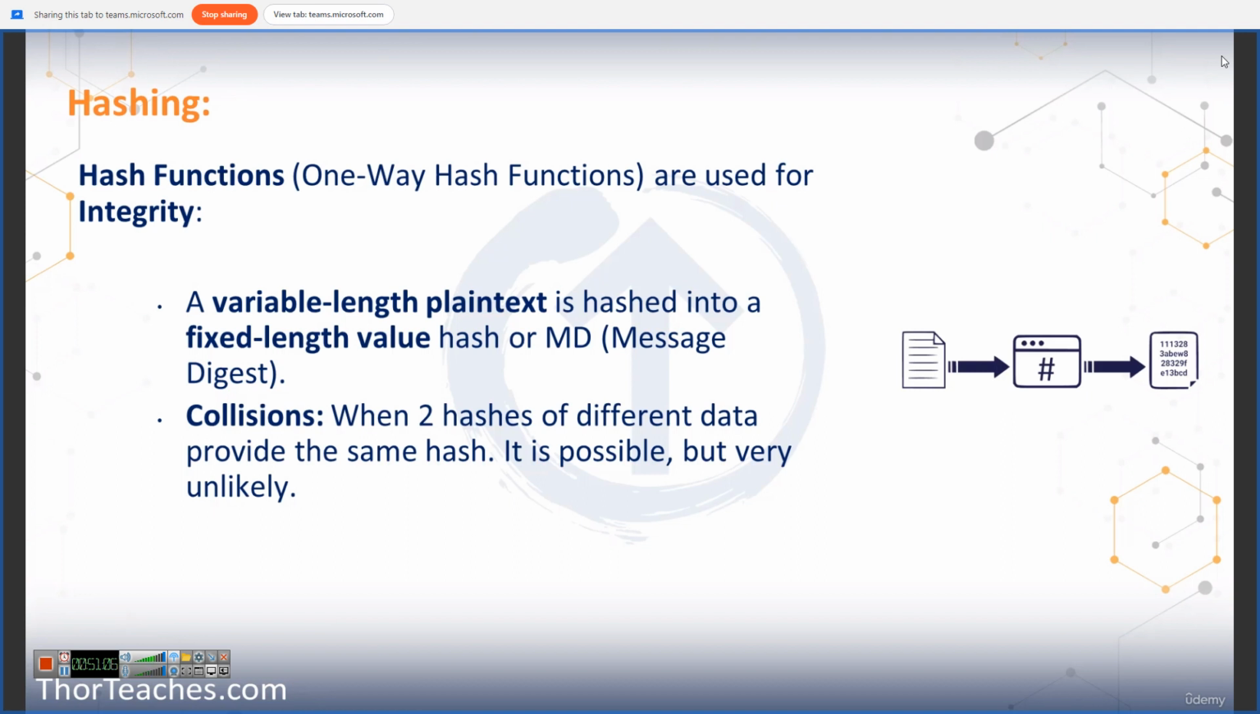When it's turned into a hash, that hash is a fixed length. So the size of the input doesn't matter. The size of the output could be 30 characters or whatever we have chosen it to be. And as you know, when things are in bold, those are keywords. So variable length plaintext, fixed length value hash, or MD.